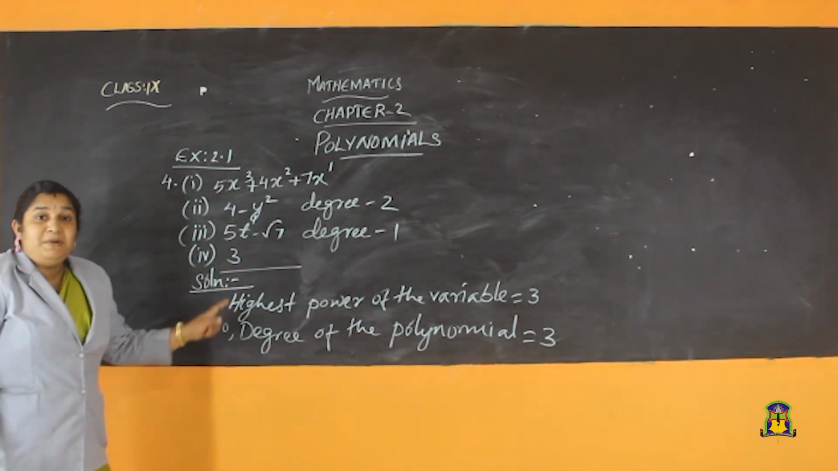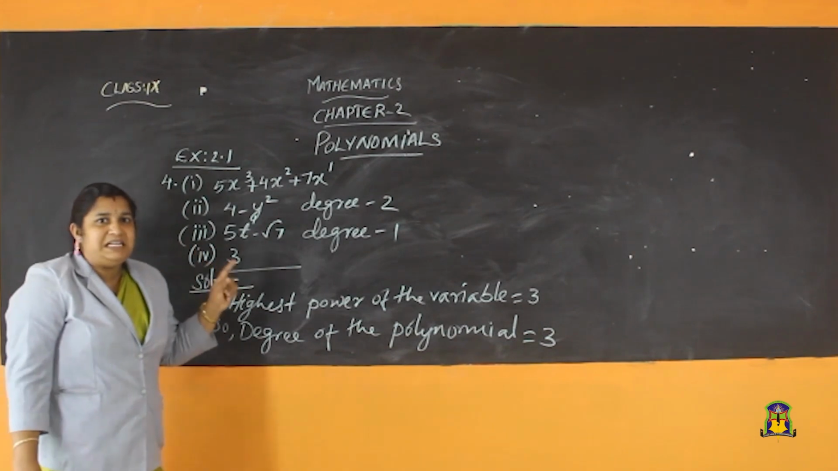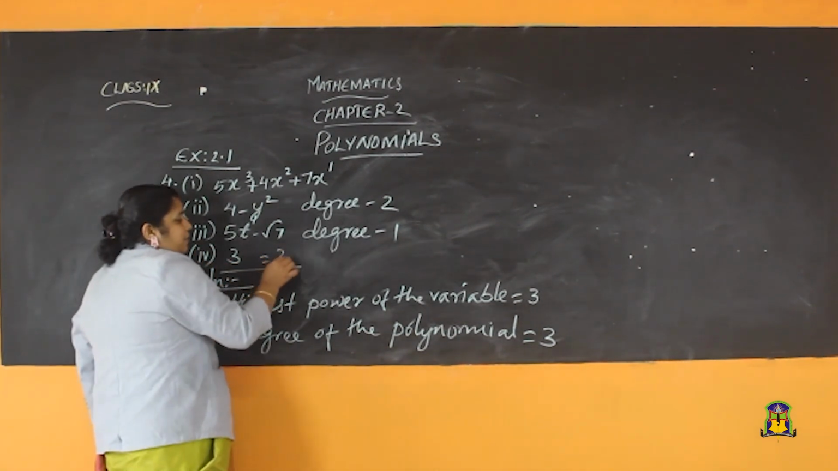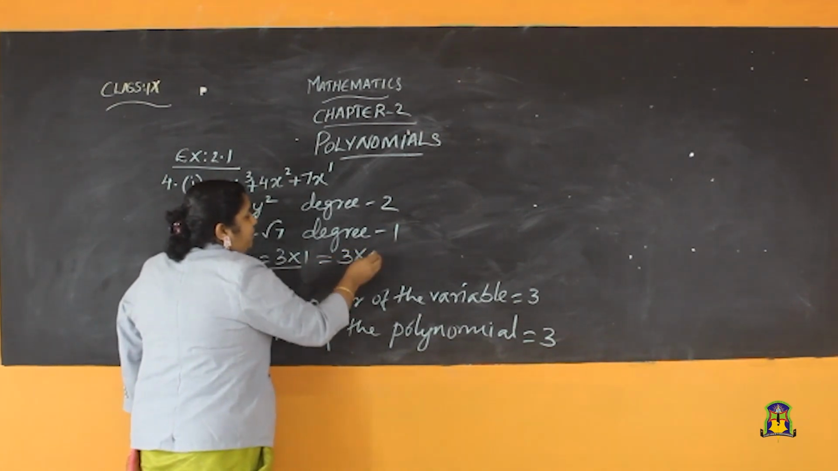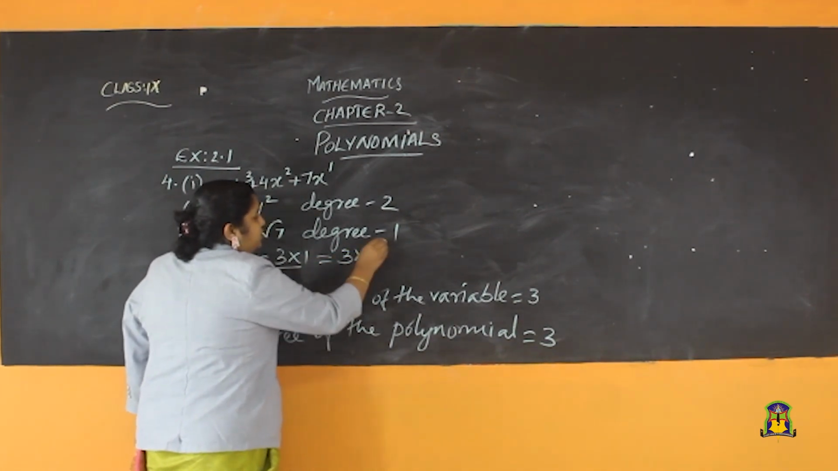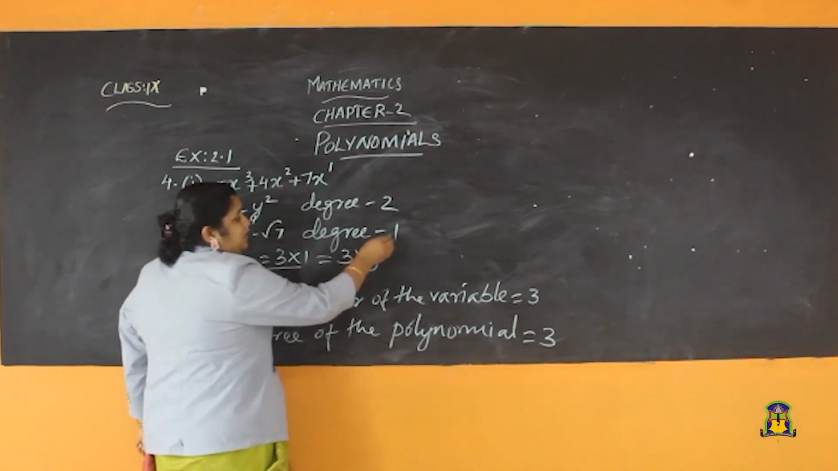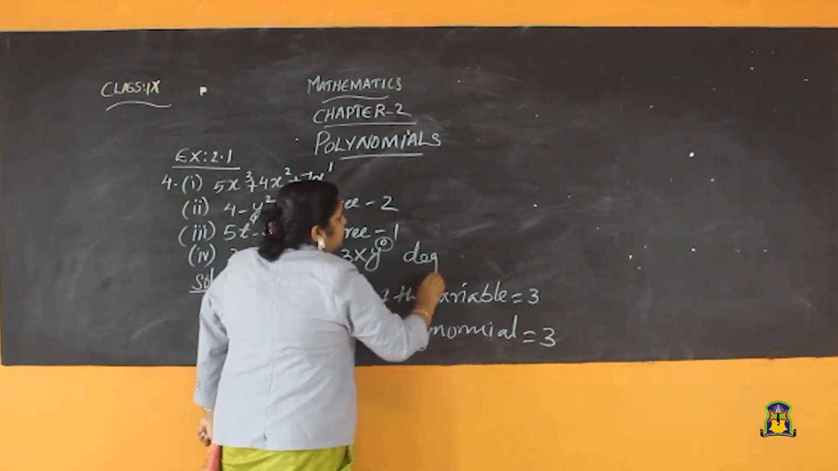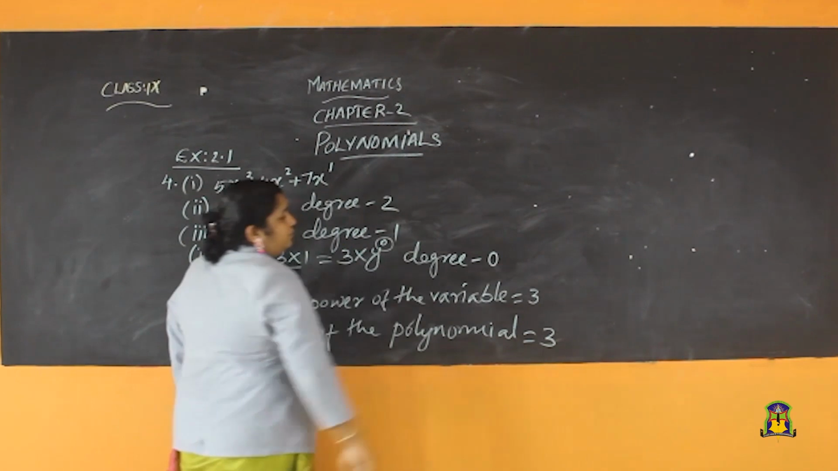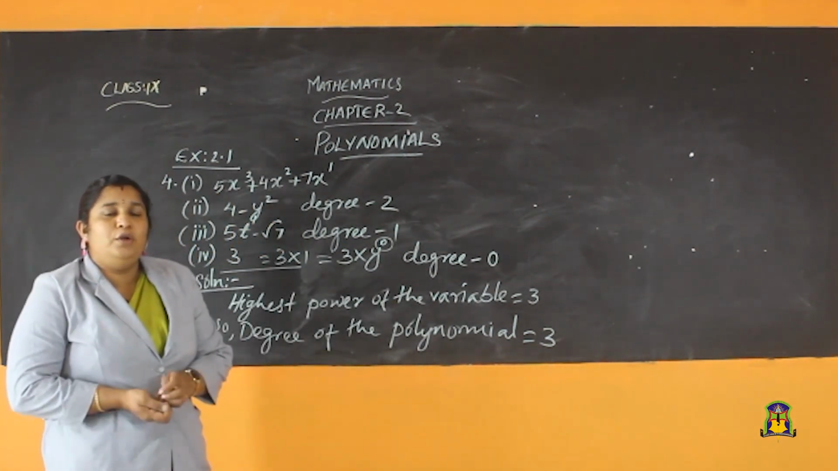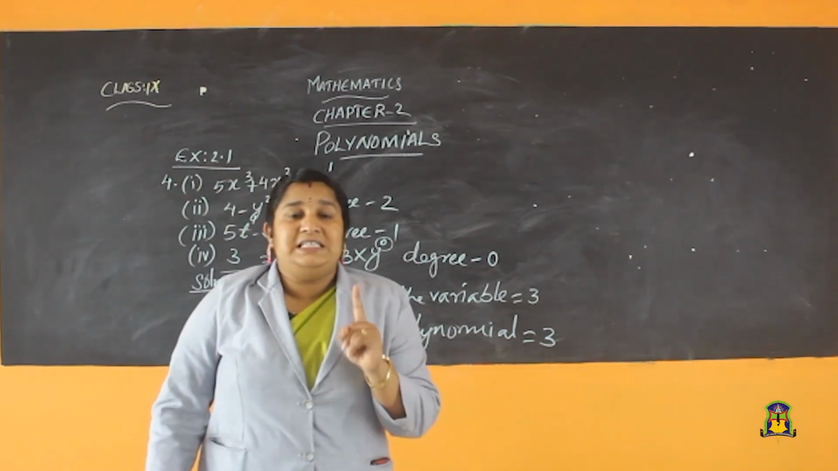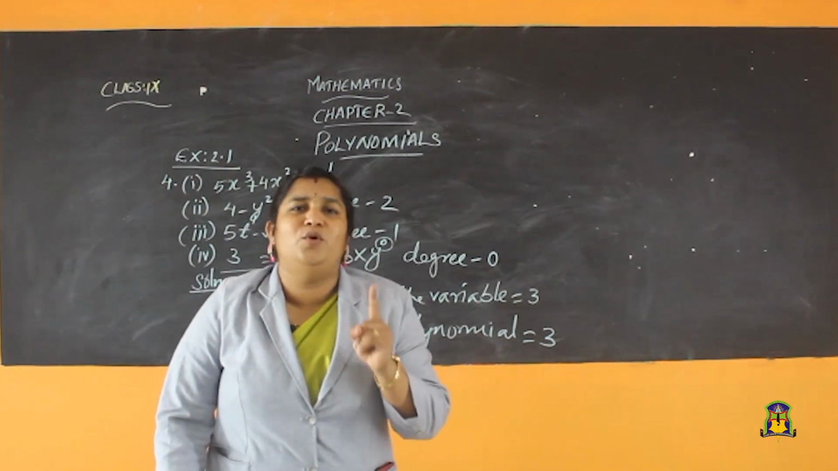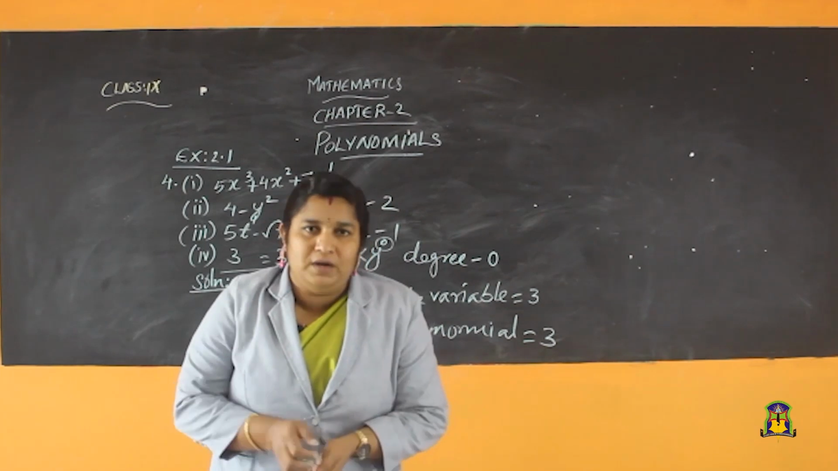Then simply 3 means how we will write? Yesterday we discussed this one. Do you remember? 3 means 3 into 1, and this 1 means any variable raised to 0, that is y raised to 0. Correct. Then what is the power of y? Degree 0. Understood? So how will you find out the degree? Highest power of the variable, always that will be a whole number. That means 0, 1, 2, 3 like that numbers only will come.